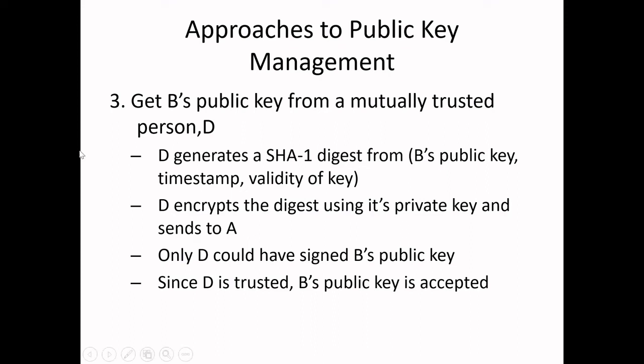So that level of trust has to be there in order to do the verification by phone. The next option is to get B's public key from a mutually trusted person D. If A and B need to communicate and want to share their public keys, and they have a mutually trusted person called D, then D generates the SHA1 digest from B's public key, timestamp, and validity, encrypts the digest using its own private key, and sends it to A. Now, only D could have signed B's public key using D's private key. So, since D is trusted, B's public key is accepted.